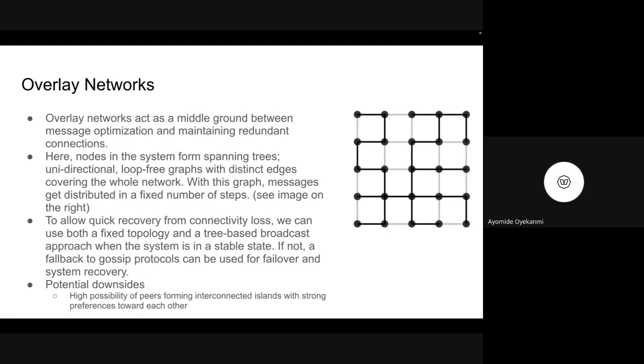And I guess the other thing that wasn't clear was, why is it a downside to have interconnected islands with strong preferences towards each other? So strong preferences towards each other is vague.